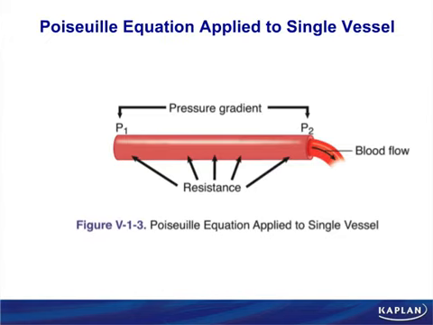Looking at this from a diagram, P1 is high pressure, P2 is low pressure. Blood will flow from P1 to P2. There is resistance between P1 and P2. If you increase resistance, you decrease flow. It's very important. Resistance is inversely proportional to flow. So anytime you increase resistance in a series circuit, you decrease flow.